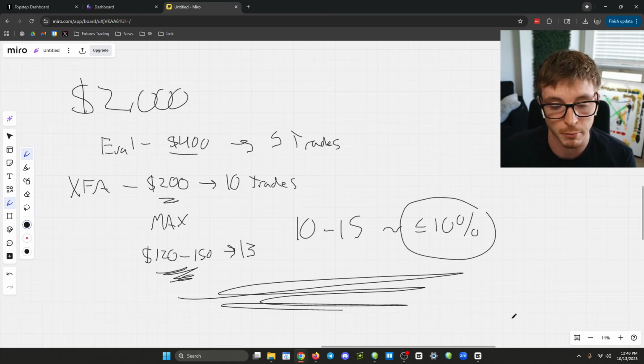I'm going for maximum risk of $200 per trade. I will do a maximum risk of $200 per trade until I get past $2,400 worth of profit. That will give me roughly 10 to 15 trades in a row before I blow my account. So statistically speaking, I have a low probability of blowing my account as long as I stick to my rules and as long as I stick to my risk parameters.